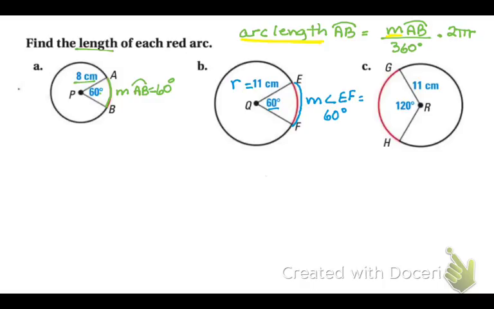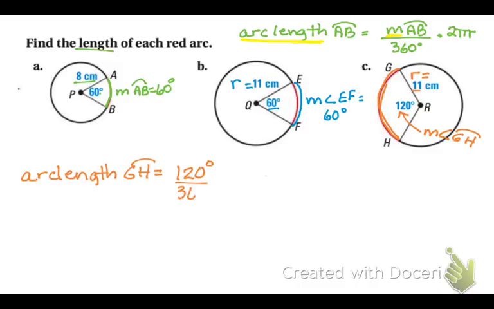Let's do orange, just for fun. Okay, so here we're looking for the arc length from G to H. 120 is our measure of the arc from G to H. And our radius is equal to 11 centimeters. So plug and play. Arc length of GH is equal to 120 degrees over 360 degrees times 2 pi 11.